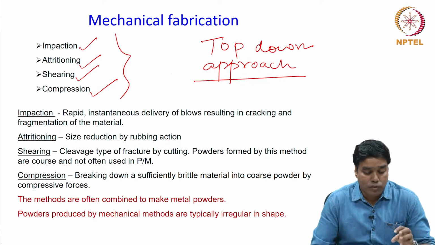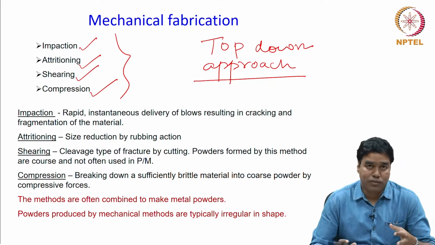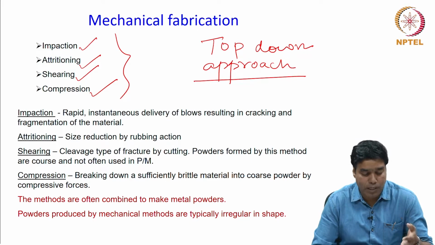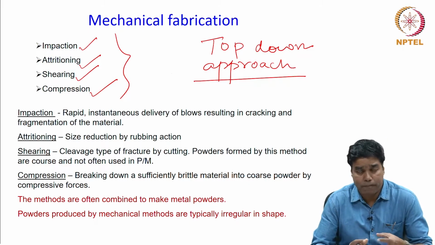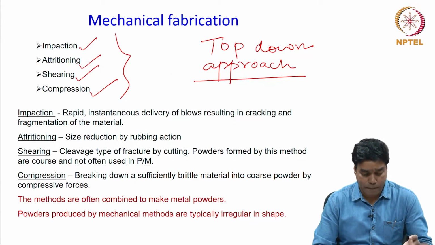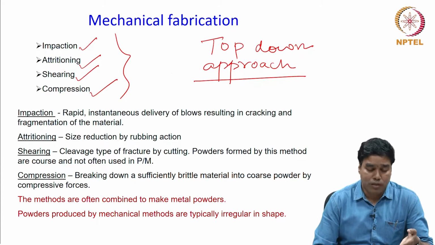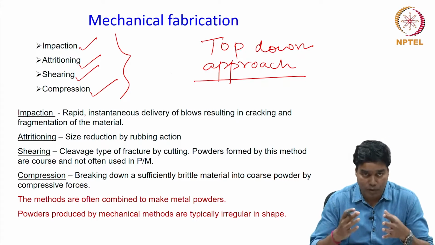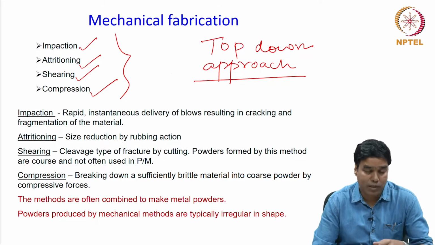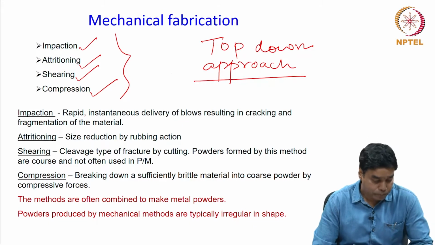Similarly, in attritioning, instead of impacting, you use rubbing action. Okay. So, here the size reduction is by rubbing action. So, you apply something onto a bigger chunk of material, you apply this mechanical force with the help of, for example, some kind of impellers inside a container, and subject this material to high amount of deformation with the help of those impellers. And when the material rubs against these impellers or against each other, they fragment into smaller pieces. That is what is called attritioning.